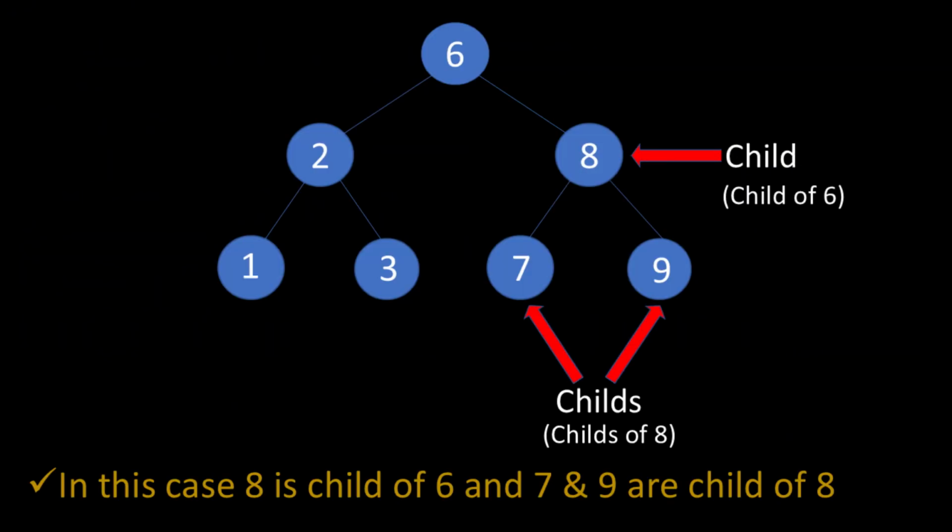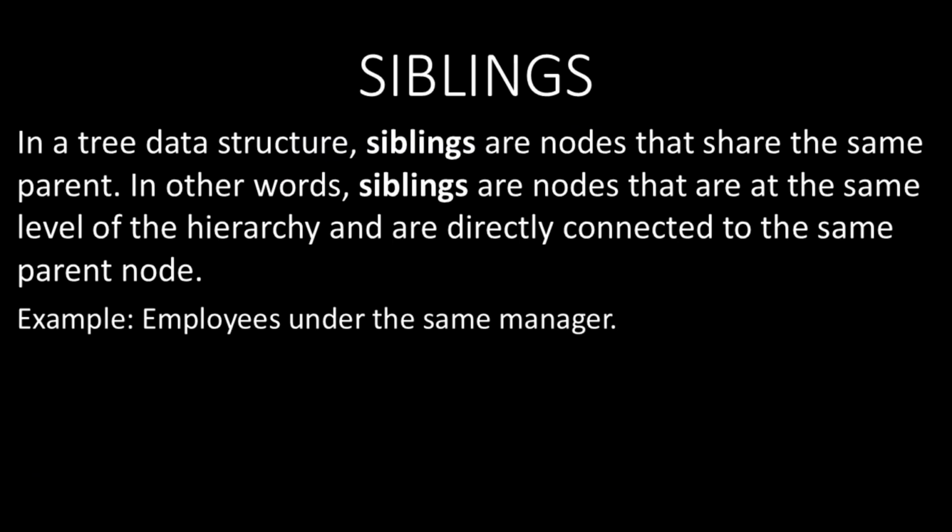And here, number 7 and 9 are children of number 8, and number 8 is a child node of number 6. Let's move to siblings. In a tree data structure, siblings are nodes that share the same parent. In other words, siblings are nodes that are at the same level of the hierarchy and are directly connected to the same parent node. As an example, employees under the same manager.